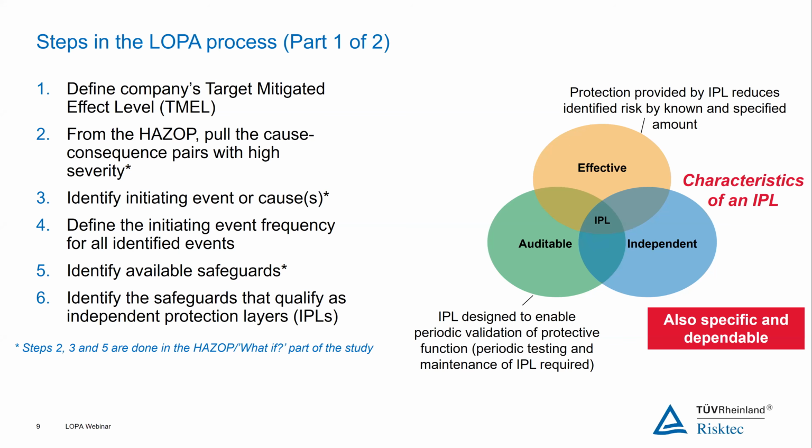So for the purposes of this, we've split the process down to 11 steps. This slide covers steps 1 to 6 of the LOPA process. The first step there is something that may already be done. It may have been done by the company at a high level, but it's defining what your targeted mitigated event level is. Essentially, what we're saying is, what is the level of risk that we're aiming for, so we can take that forward as a benchmark when we're actually carrying out our LOPA study.